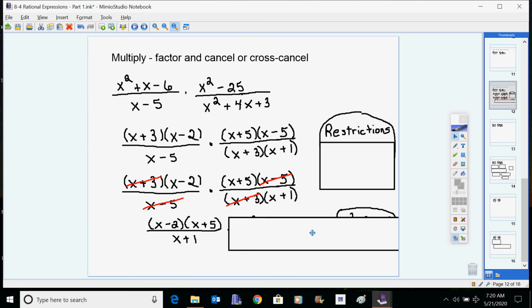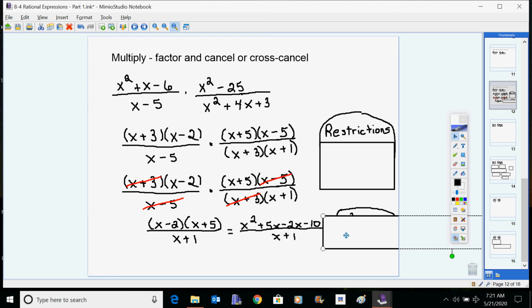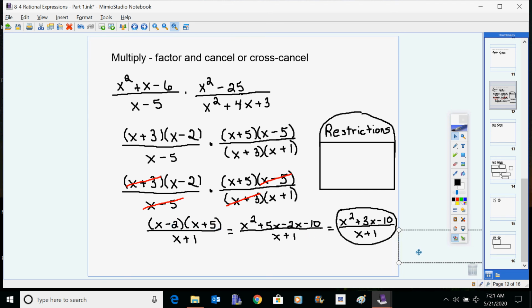So we have this. This is not the most elegant solution. So if you were wanting to actually write it the way that it should be written, you have to actually multiply this out: x squared plus 5x minus 2x minus 10, and then simplify it to look like this.